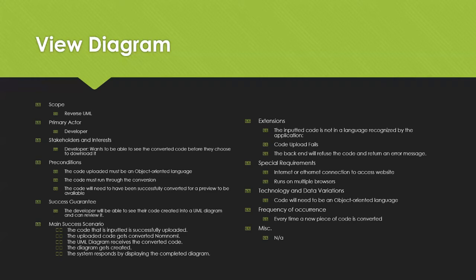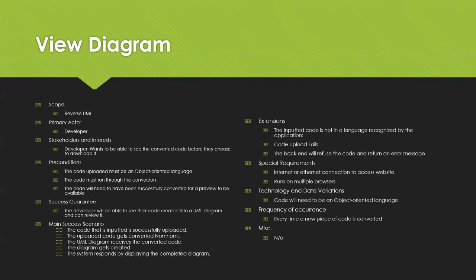The uploaded code gets converted to Gnomon. The UML diagram receives this converted code. Diagram gets created, and the system responds by displaying the completed diagram. Some extensions: the inputted code is not in a language recognized by the application, so the code upload fails, and the backend will refuse the code and return an error message. Some special requirements: obviously need an internet connection to access the application, and it runs on multiple browsers.